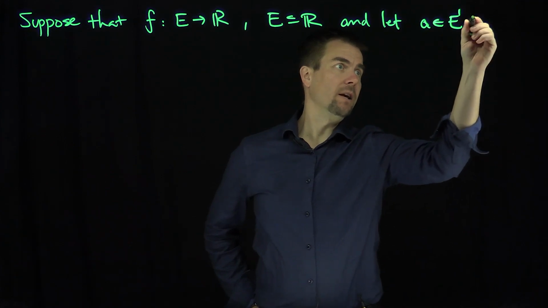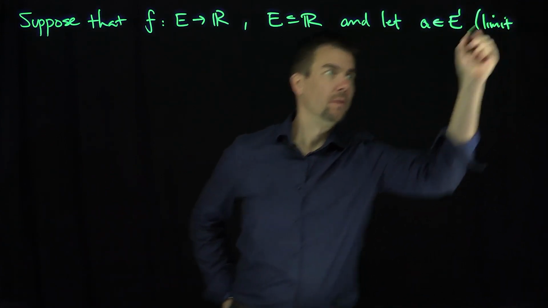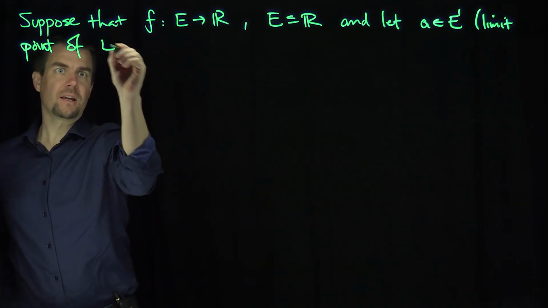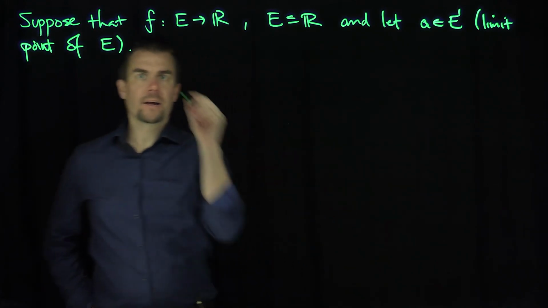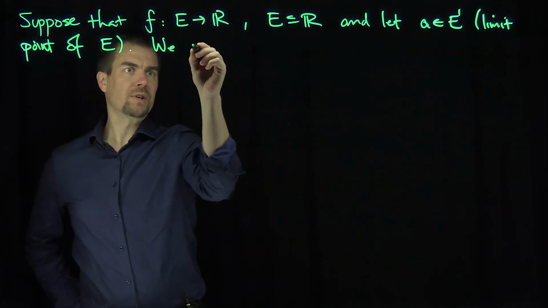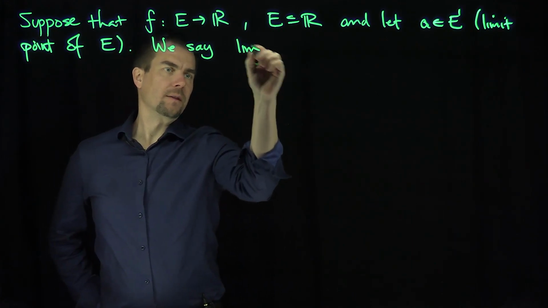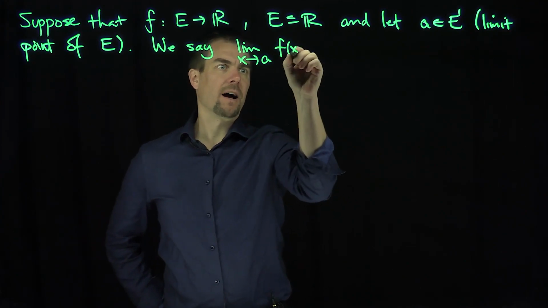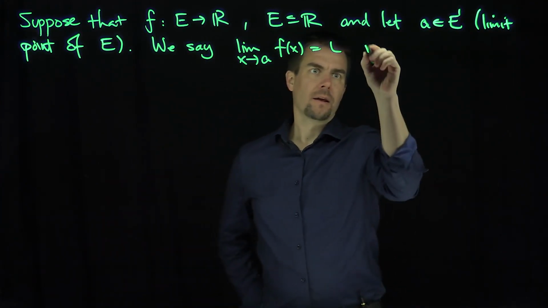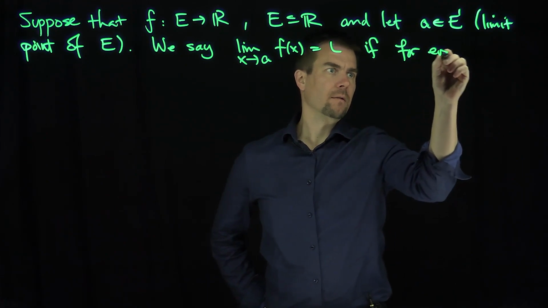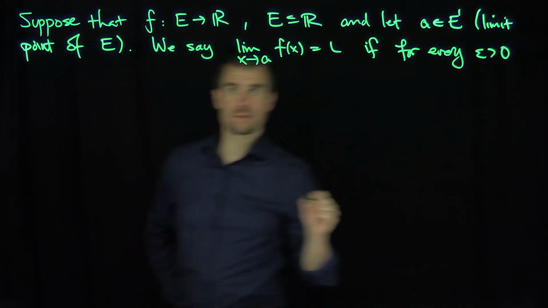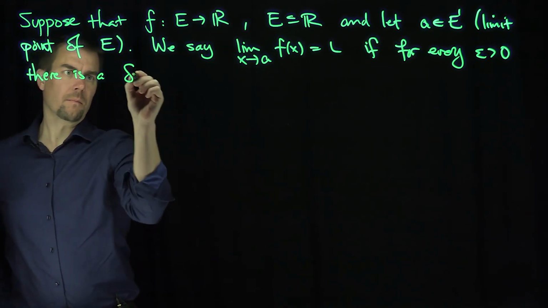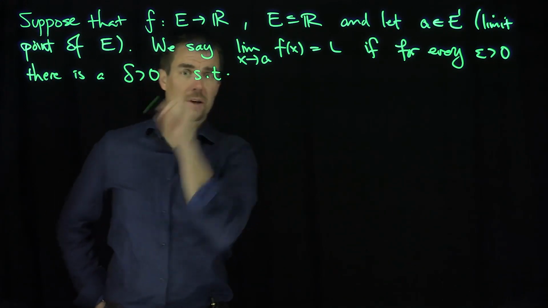So that's, of course, a limit point of the set E. Then we say that the limit as x approaches this limit point a of f of x is equal to L if for every epsilon greater than 0, there is a delta greater than 0 such that the following condition is true.